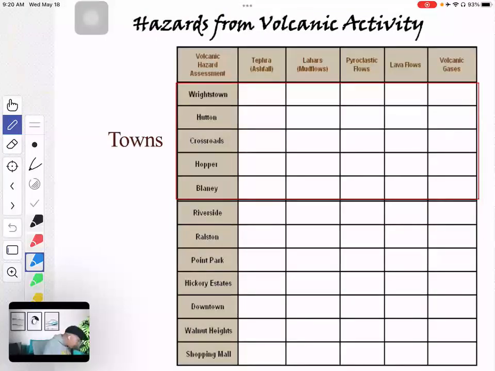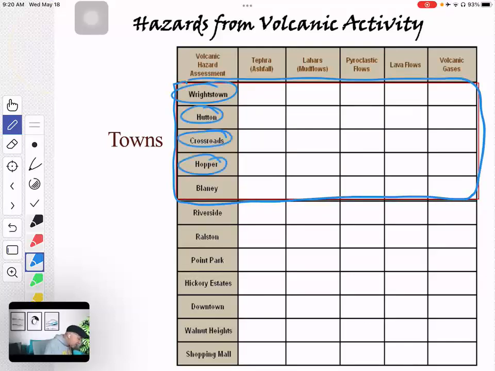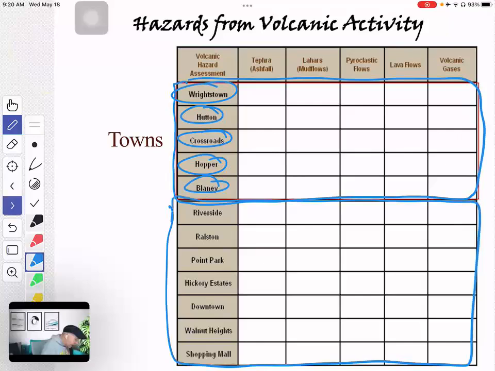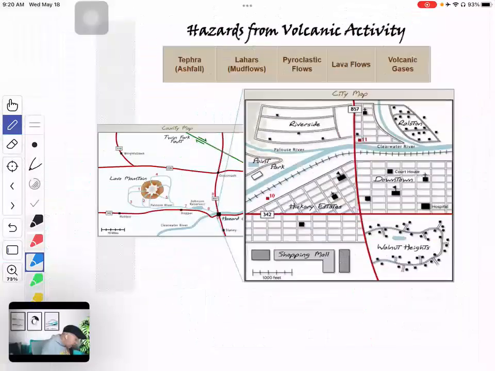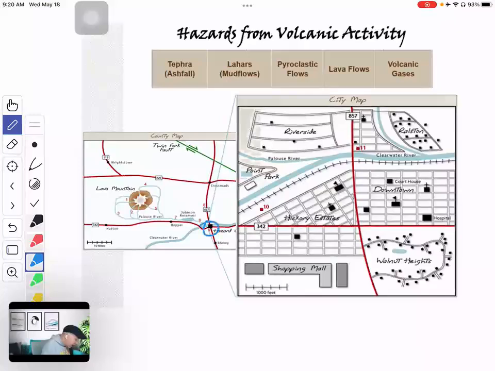So here in your answer sheet or your assessment sheet, you have the towns over here at the top of the sheet: Wrightstown, Hutton, Crossroads, Hopper, and Blaney, those 5 communities. And at the bottom of the answer sheet, you have the neighborhoods within Hazard City. So if you look here, Hazard City is this little town over here.